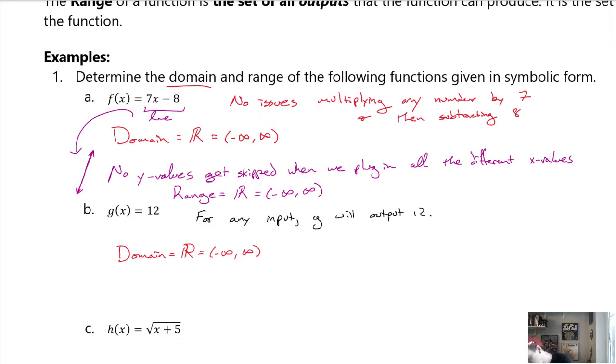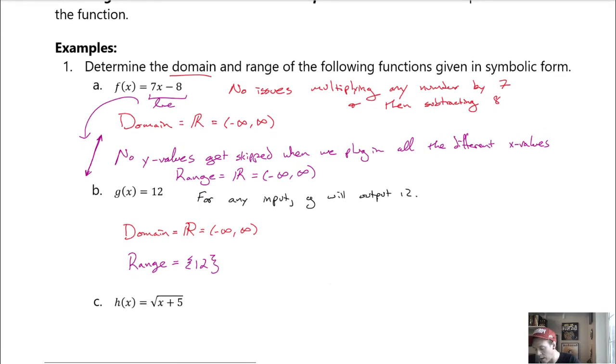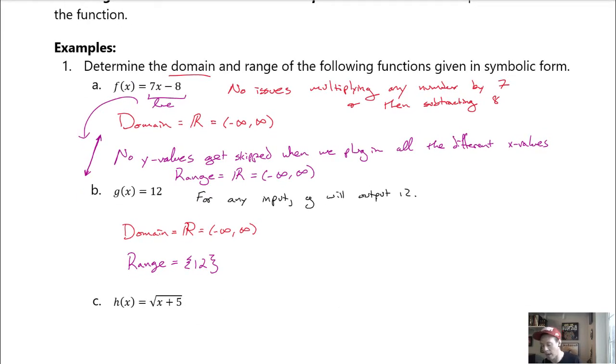The range, well, the only output for this function is the number 12. So the range is just the set with the number 12 in it, nothing else. That's the only possible output for this function. So the range equals the set with just the number 12 in it. And remember, the domain and range are sets, so we do want to use the set notation or an interval notation if that seems to make more sense when describing a domain or a range.